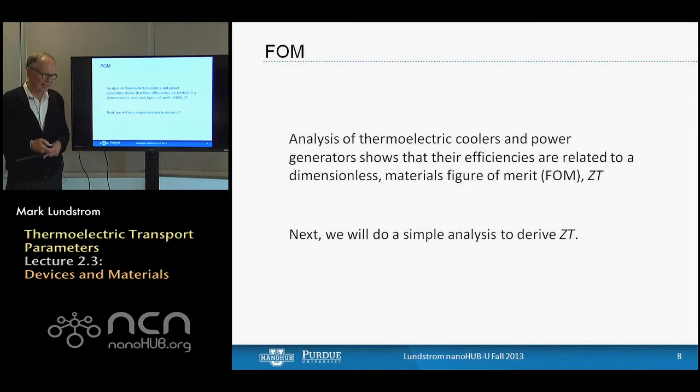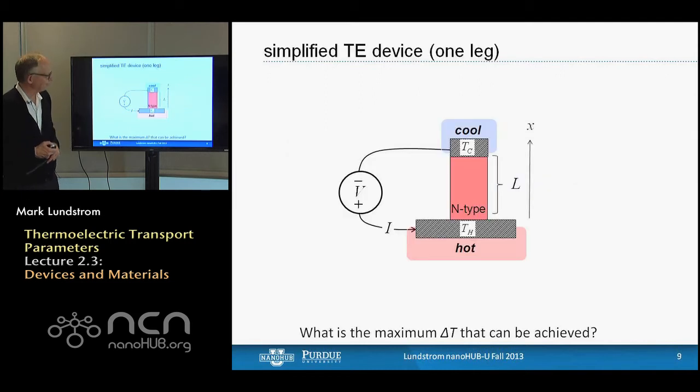So instead of getting into a detailed analysis of a complicated device, I'll let Professor Shakuri do that later on, we'll analyze a very simple device and see if we can deduce this figure of merit. Okay. So this is just one leg. Let's just connect one leg to an electrical circuit. We attach a voltage, put a current in the bottom, let the current flow up the top. We'll get Peltier cooling at the top. We'll get heating at the bottom. The current is flowing up, so electrons are flowing down.